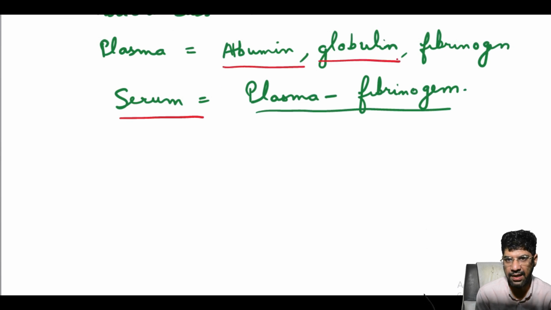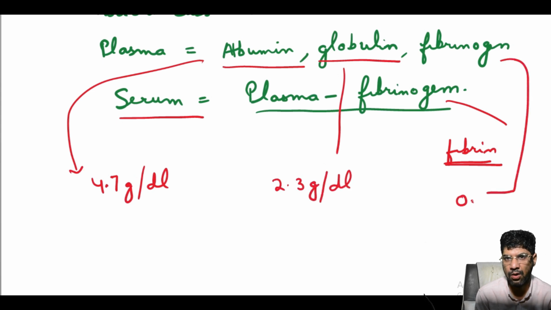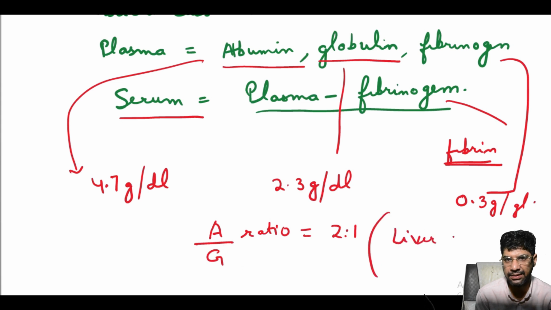So what are the normal values of plasma protein? Remember that the serum albumin value is 4.7 gram per deciliter, serum globulin is 2.3 gram per deciliter, and fibrinogen is 0.3 gram per deciliter. The albumin globulin ratio is a very important parameter. The normal value is 2:1, and it helps in diagnosing liver and kidney diseases.